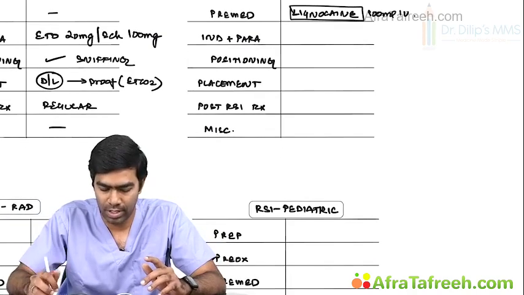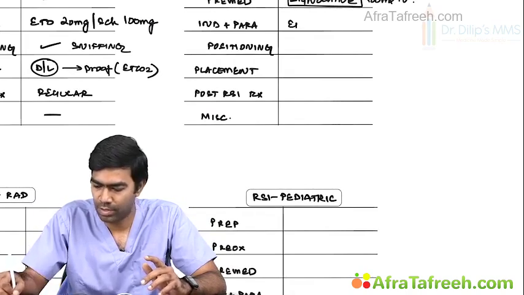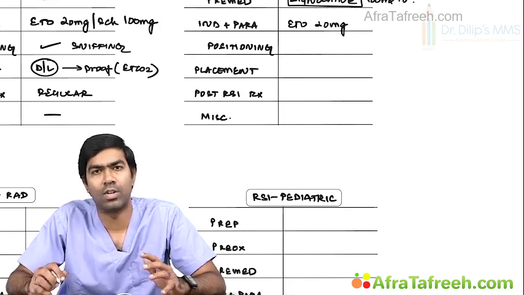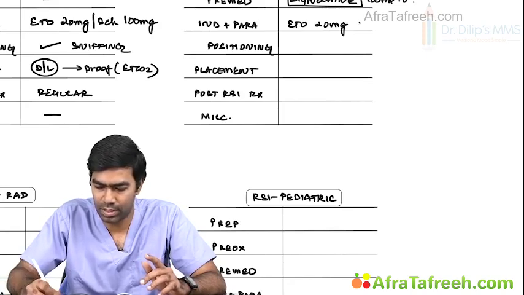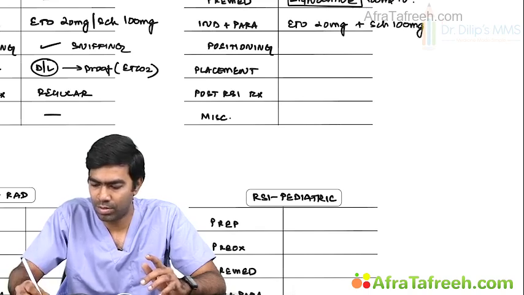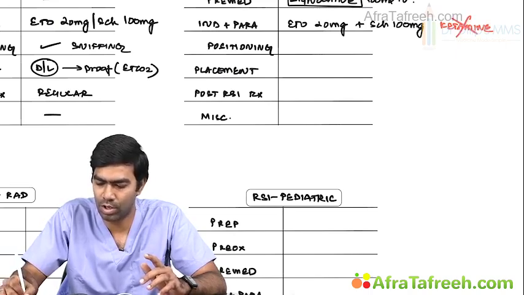Sure. Induction paralysis, yes, you can use etomidate 20 mg. Same, there is no special thing here to consider. At the same time, I am going to give succinylcholine 100 mg IV. Remember, make sure one thing here, ketamine is absolutely contraindicated. You cannot use ketamine here.